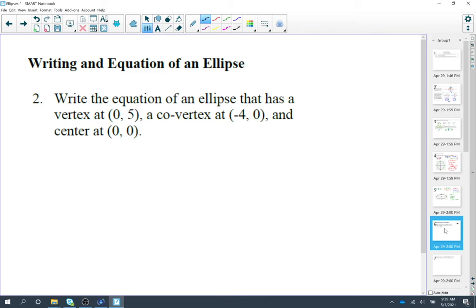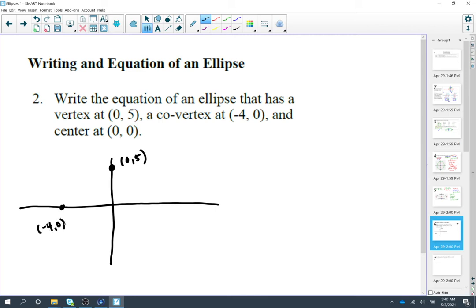Example 2. Write the equation of an ellipse that has a vertex of (0, 5), a co-vertex at (-4, 0), and a center at (0, 0). First of all, let's draw a picture and kind of get an idea of what's going on here. Vertex is at (0, 5). Co-vertex is at (-4, 0). And a center at (0, 0).